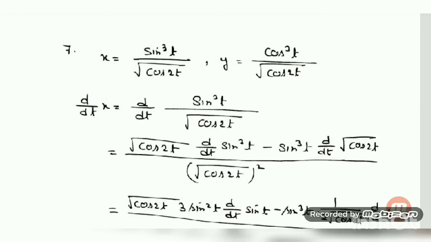Okay. Now go to the next question, number 7. Your question number 7 is x equal to sin cube t divided by root over cos of 2t, and y equal to cos cube t divided by root over cos of 2t.